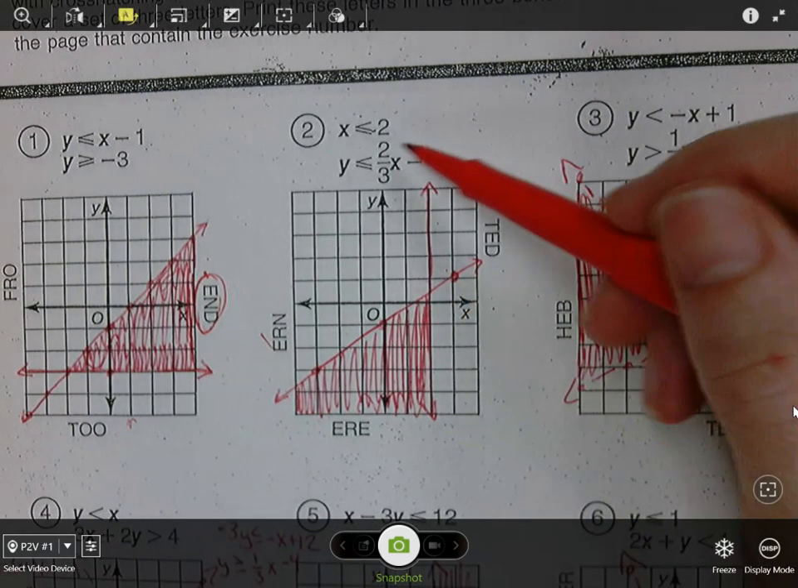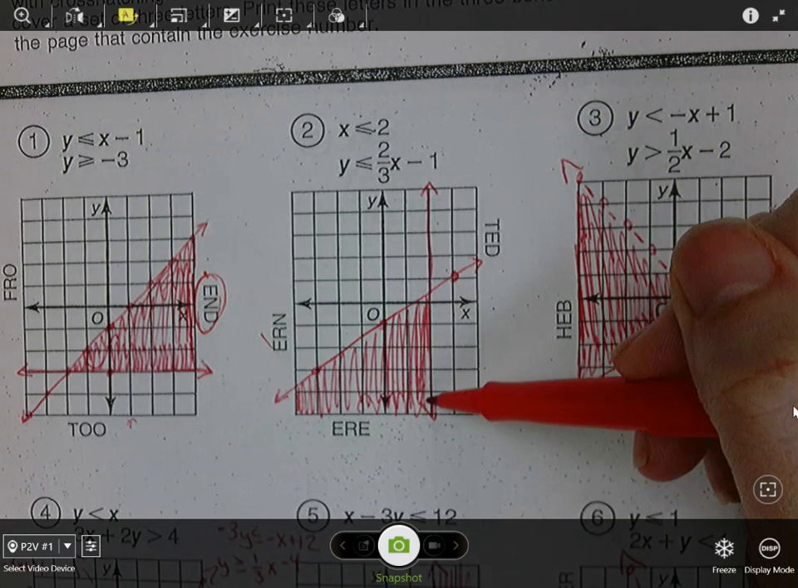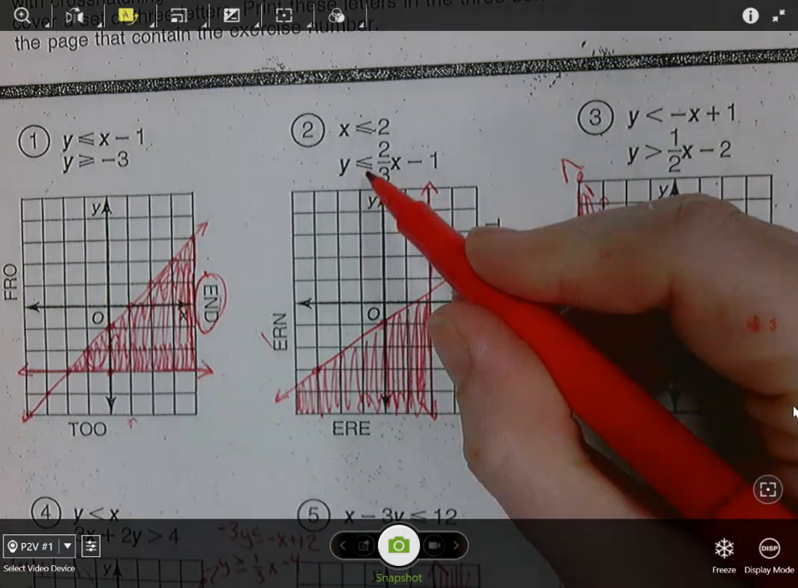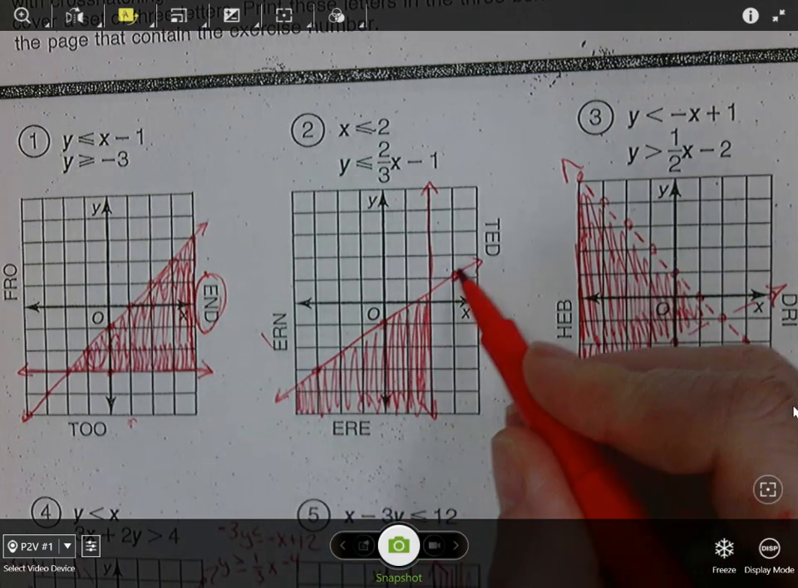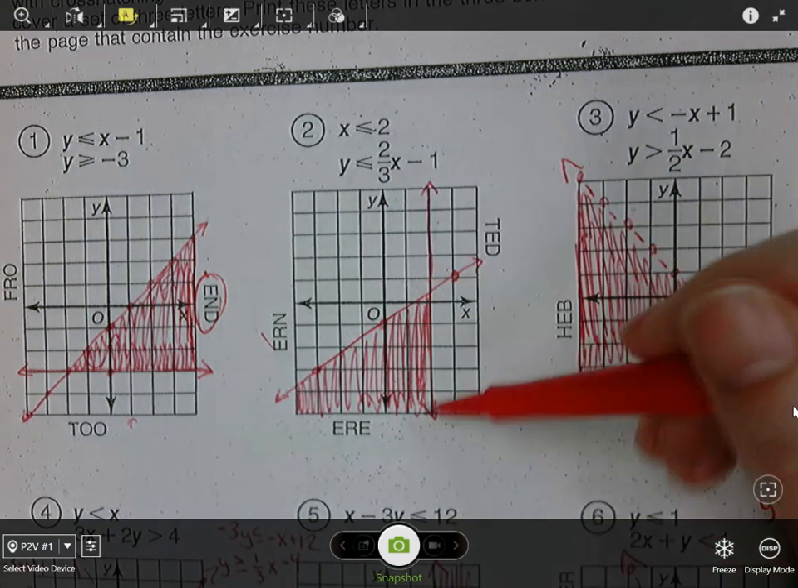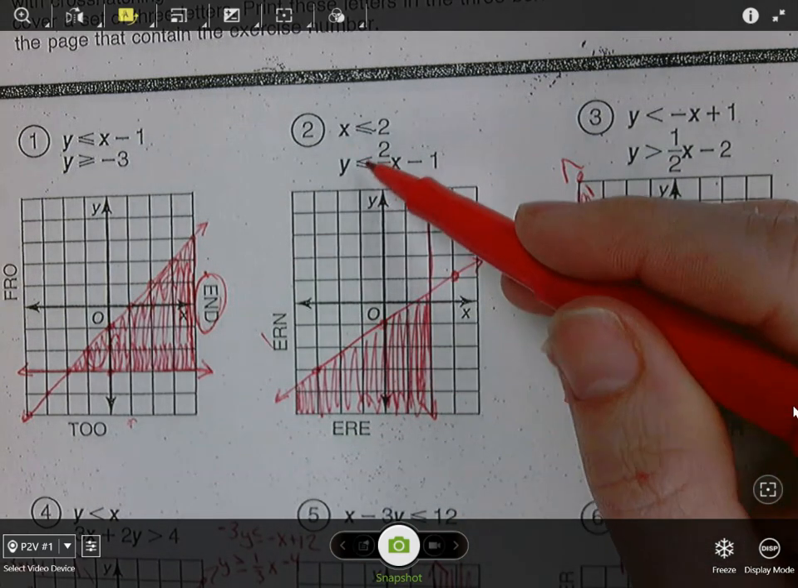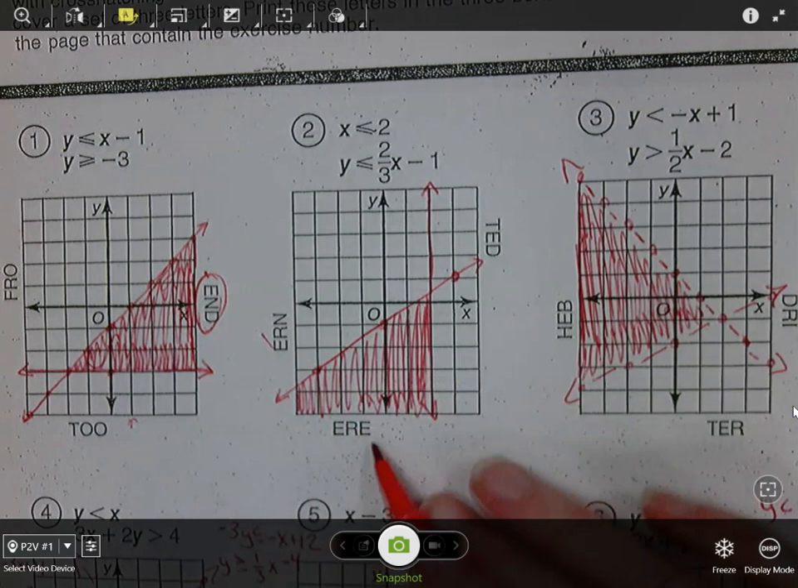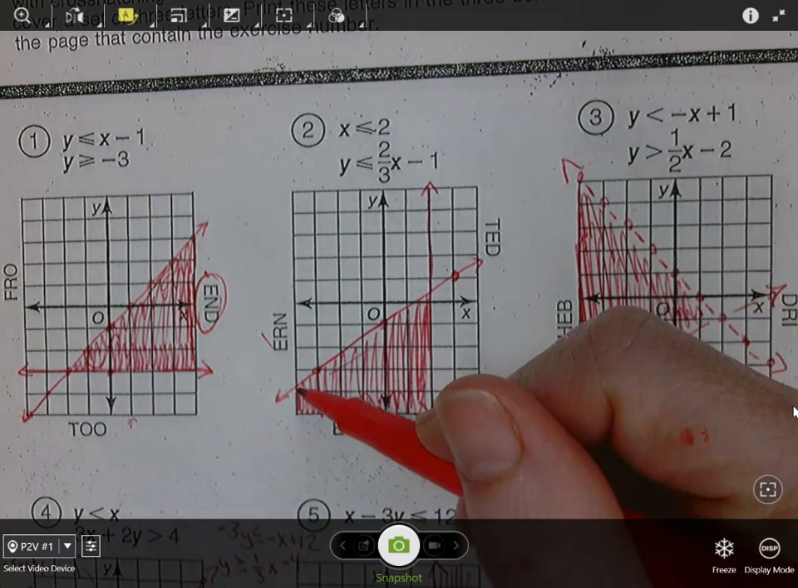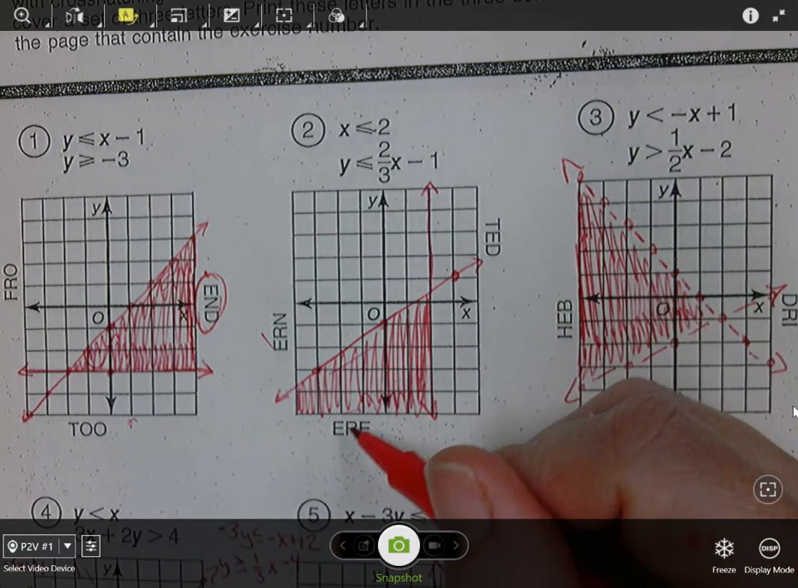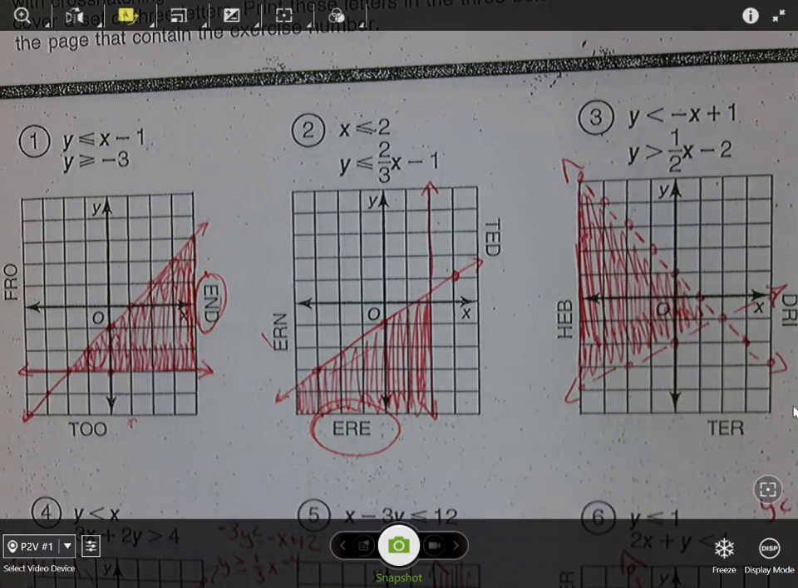Number 2, x is less than or equal to 2. That's a solid line, vertical line at the 2. This line is solid. Oh, I'm sorry, less than 2, you would shade to the left. And then this one you would shade below, and the part where they overlap is right here in this area. And if I would have extended that, it would be ERE.